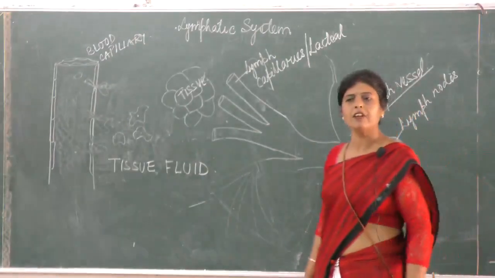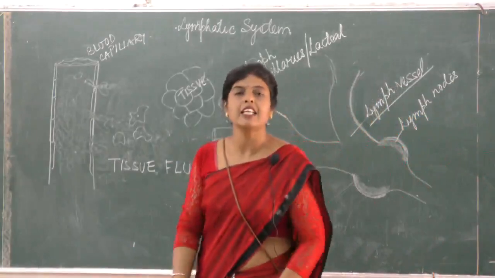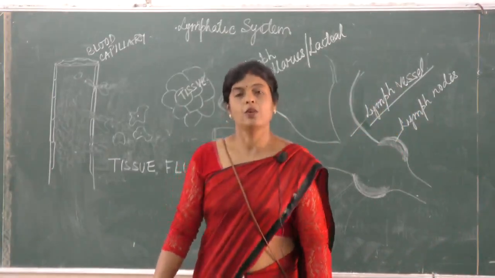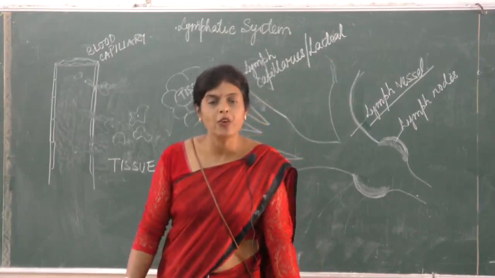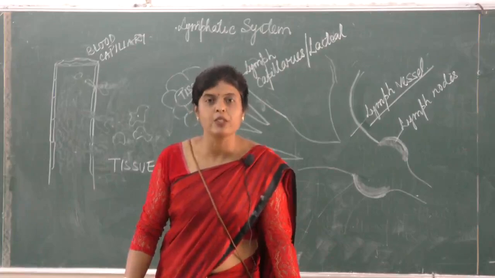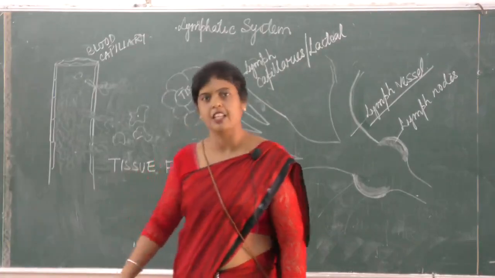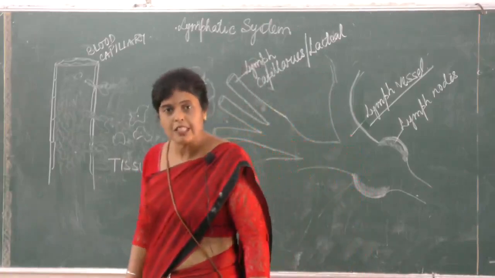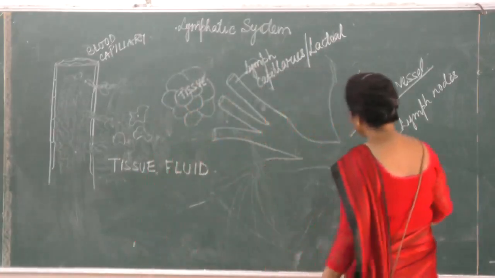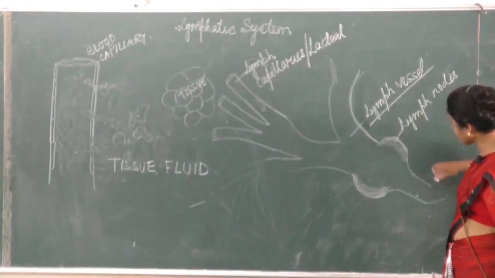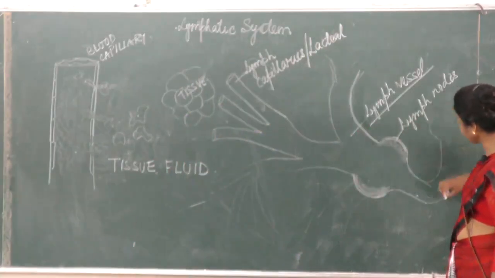What is a lymphocyte? Lymphocyte is a WBC. I am just revising, we have already done this. Lymphocyte is a WBC which can produce antibodies. We have done it in WBC. In class 9 we have done it in the immune system as well. Okay. So here this is a lymph node, and at certain distances you will find lymph nodes.